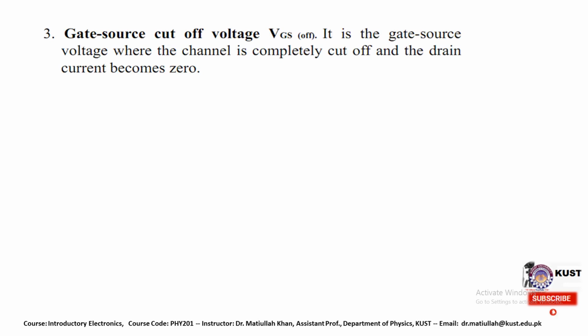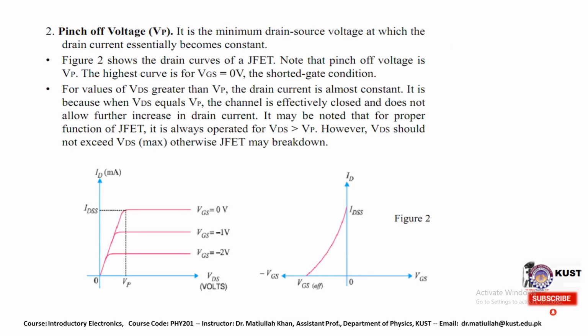The other thing is the gate source cutoff voltage, that is represented by VGS. So it is the gate source voltage where the channel is completely cut off and the drain current becomes zero. So this is some description about the junction field effect transistor and its explanation.